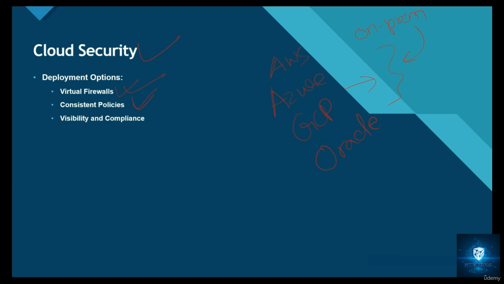Then the third deployment option, visibility and compliance. You have to utilize the firewall to gain visibility over cloud resources and traffic flows, ensuring compliance with data protection regulations such as GDPR and HIPAA, right? So you have to make sure you are complying with all these regulations.